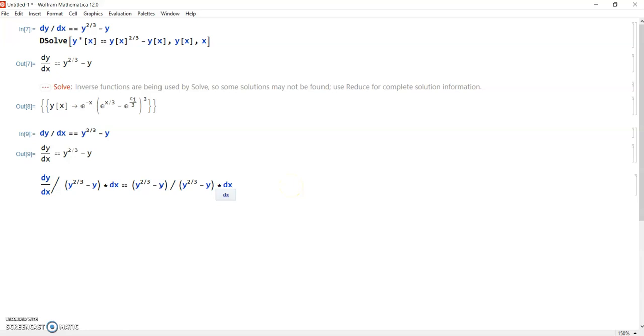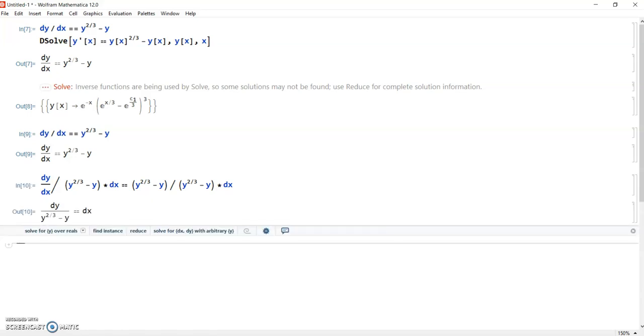So I am multiplying both sides of this equation by dx, and then dividing both sides of this equation by y power 2 by 3. And now I'm going to execute this command by shift enter. I can see that the variables have been separated as shown in this output. Since the variables have now been separated, now I can integrate both sides.